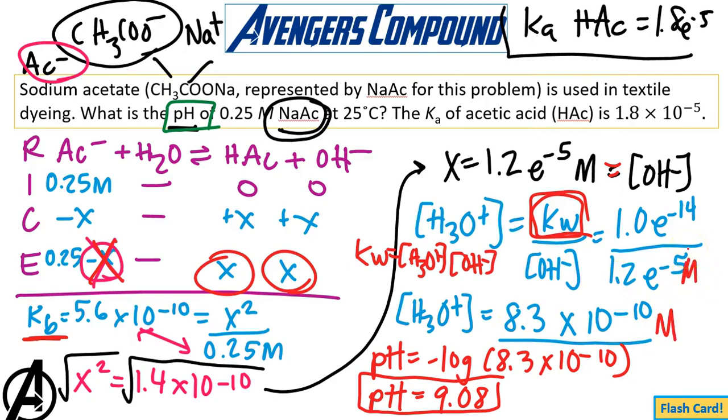Now, if we want to get the pH, like the question asked, we're just going to take the negative log of our H3O plus concentration, and we get a pH of 9.08. So this is how I approach these questions. Very similar to what we've already seen.